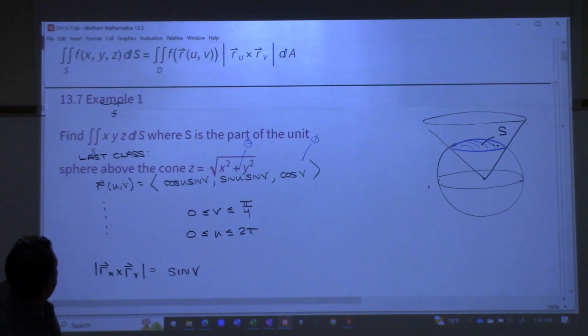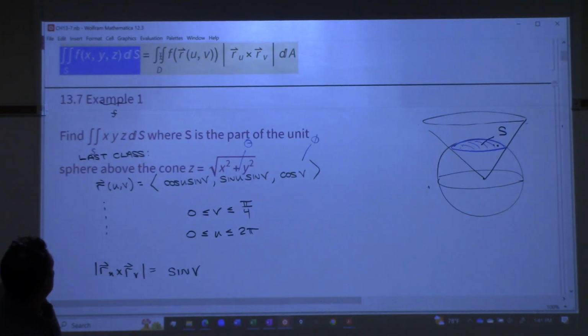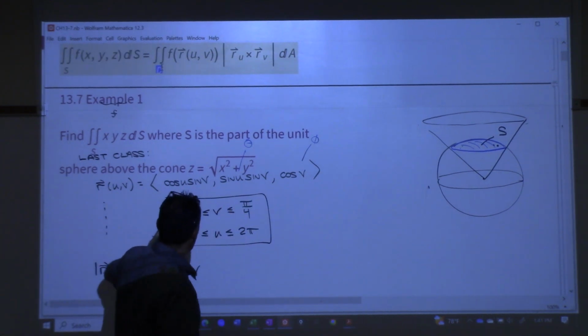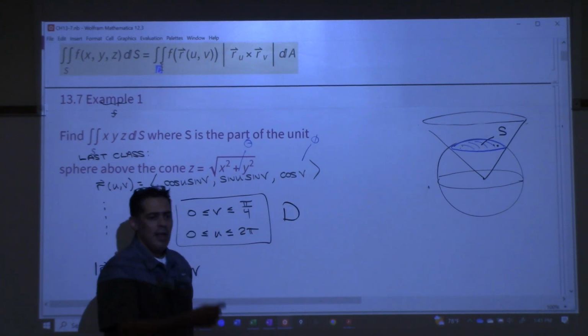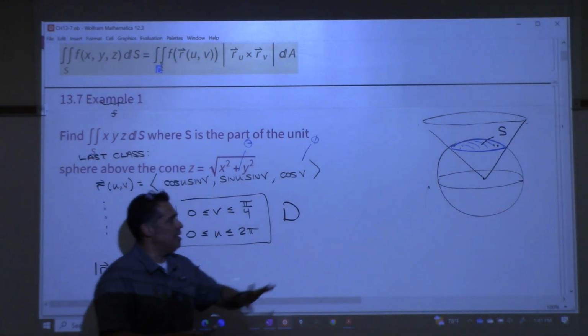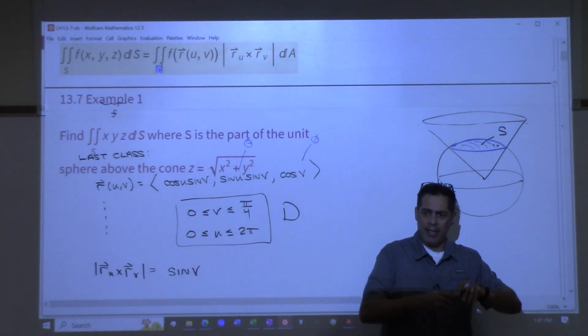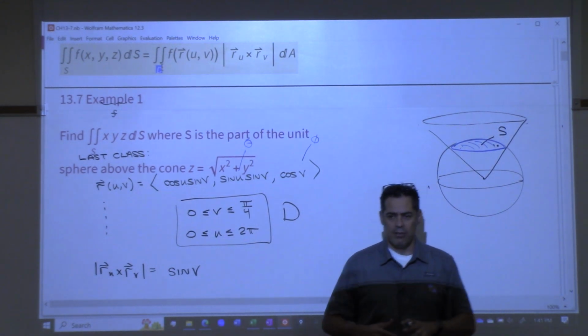So I'm using this formula right here that I need to do the double integral over D. The D is the domain. That's this right here. That's our domain. Our domain here cannot be seen in here. It's not on the ground, it's not the xy plane.